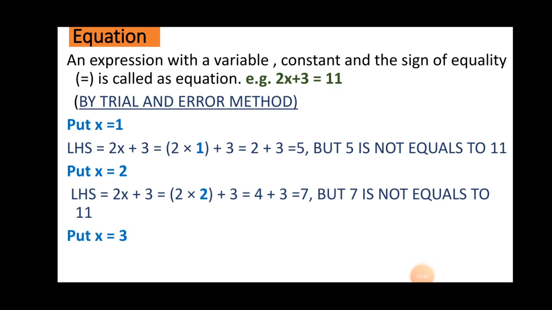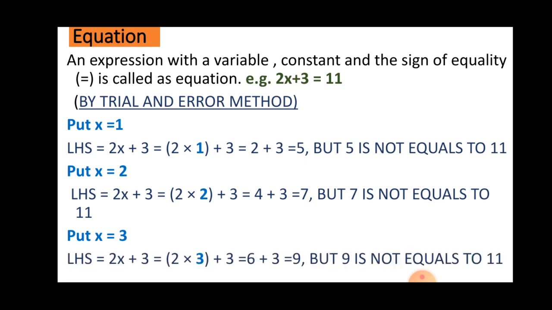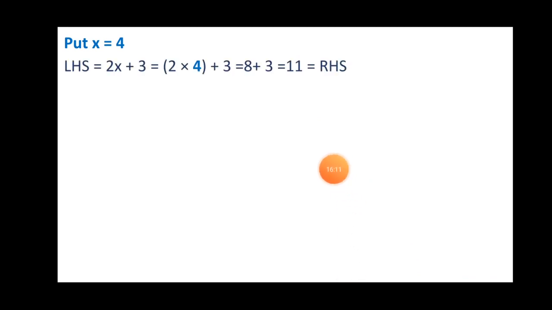Now again, one by one, starting from 1, we keep on substituting values for the variable in the equation. When we put 3 in the left hand side, we get 9, and we can see it is not equal to the number 11 on the right hand side of the given equation. So let's put another value in the same left hand side expression, 2x plus 3. When we substitute 4 in place of the variable, while solving we get 11.